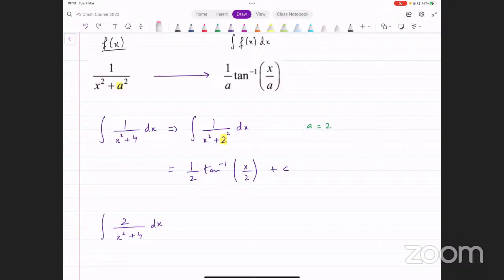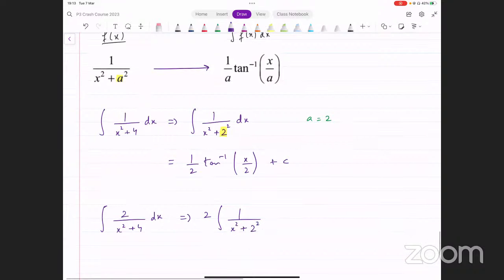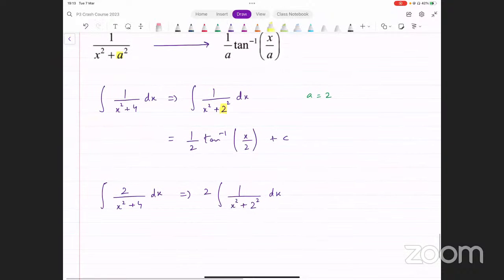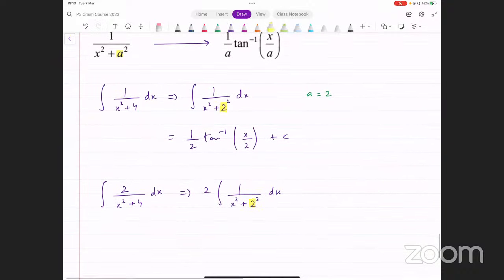Now, 2 is just a constant. What you can do is you can actually write 2 outside the integral, right? 2 is being multiplied here. So you could write this thing as 2 into integral of 1 over x squared plus 2 squared. Now, 2 is just written outside here. Inside the integral, we've got exactly that form. In place of a, we've got 2.